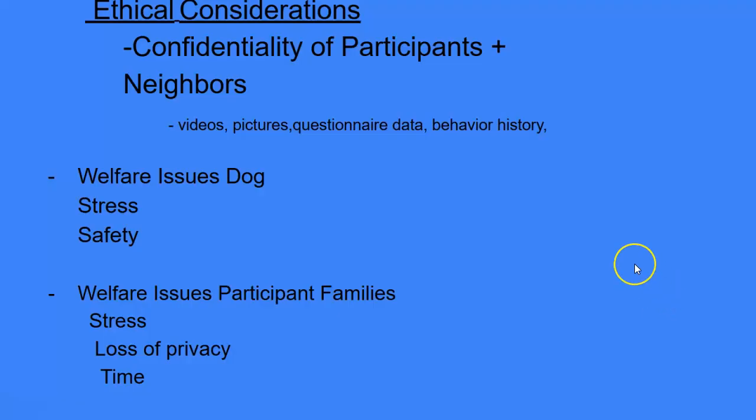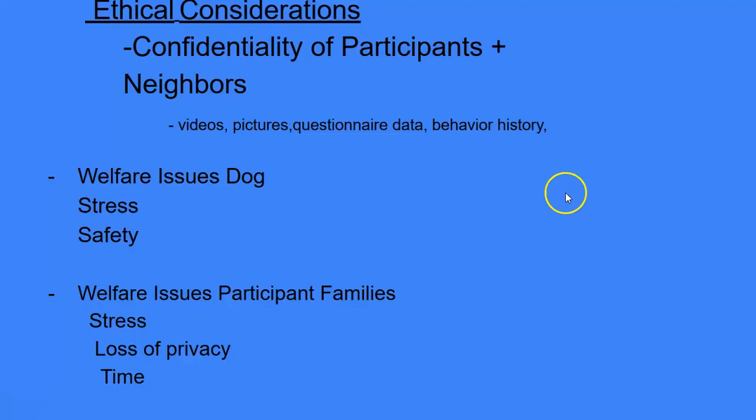So for ethical considerations, the big one is confidentiality of participants and the neighborhood, because we are filming in the house through the windows, because we're trying to get a vantage point of the dog. So the video footage will be destroyed after a certain amount of time. Certainly, the questionnaire data and the survey data will be destroyed as soon as we get the information we need.